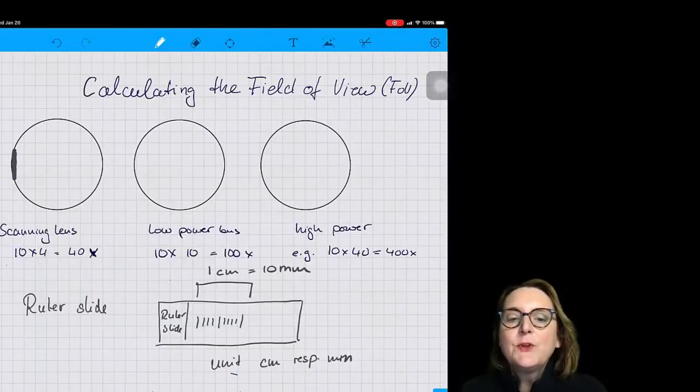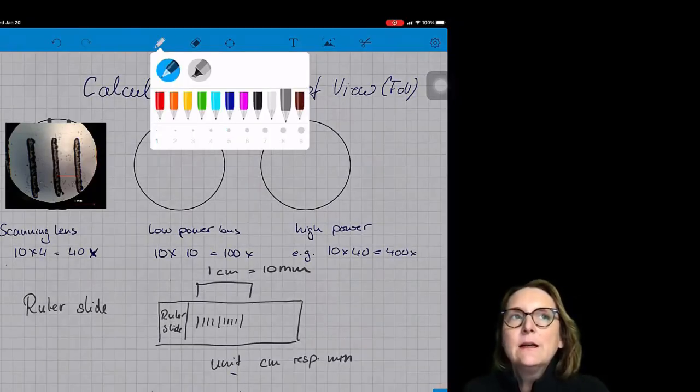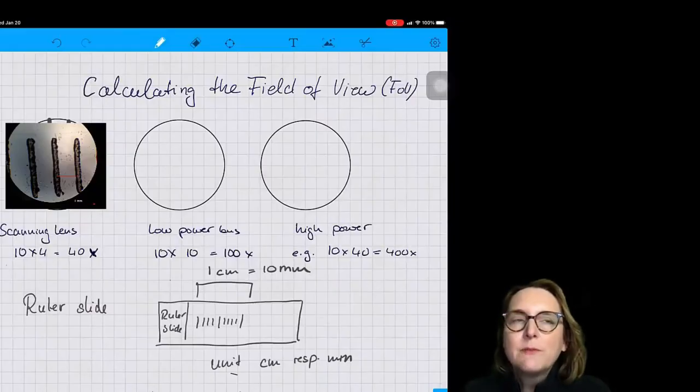When we start with the objective lens, the smallest one, that is the scanning lens. Here I used a ruler slide, which is just a plain microscope slide with a piece of a ruler glued onto it, and the units are millimeters and centimeters, so 10 millimeters make up 1 centimeter. What we see here is an example of a true ruler slide, but when I did the calculation in lab the other day, I had slightly different results because I used a different microscope.